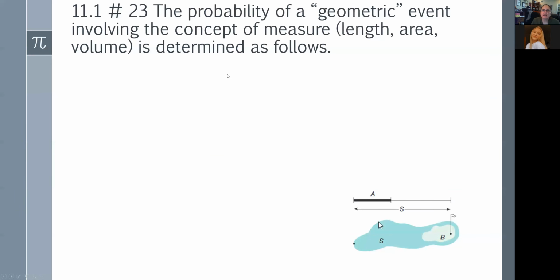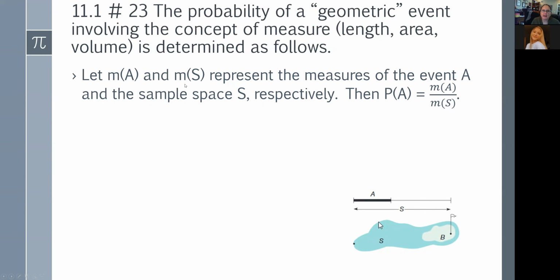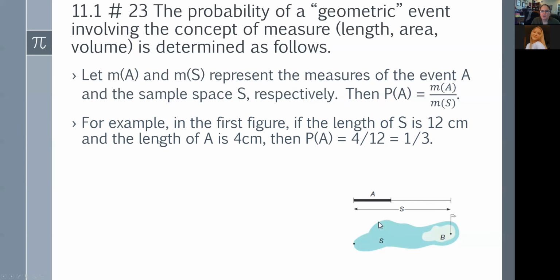Problem number 23 says the probability of a geometric event involving the concept of measure, length, area, and volume is determined as follows. Let M of A and M of S represent the measures of the event A and the sample space S. The probability of A is the measure of A divided by the measure of S. For example, in the first figure, if the length of S is 12 centimeters and the length of A is 4 centimeters, the probability of A would be 4/12, or 1/3.